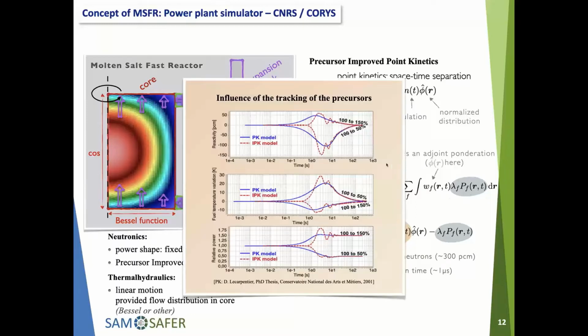It's important to see this LICOR, which is IPK here. It's important to see some oscillations due to the fuel motion. But if we are only looking at the long-term behavior of the reactor, an improved point kinetic, such as done by David Le Carpentier a few years ago, is able to reproduce a molten salt reactor without those oscillations. So it's possible to do it in a more classic way, if needed.